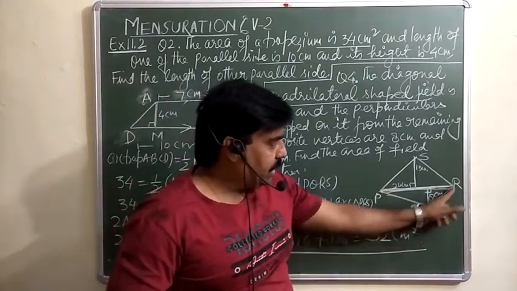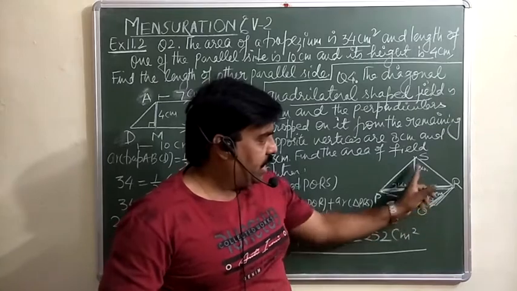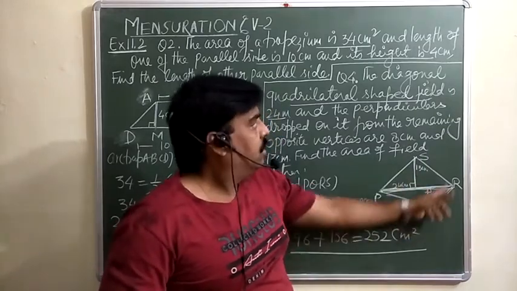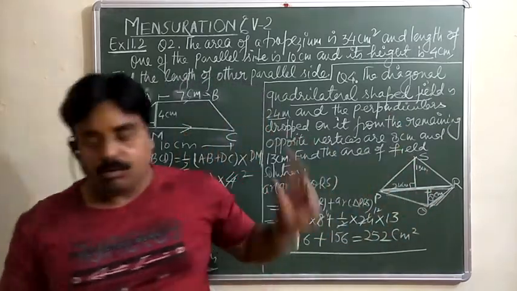What we have to do is just add the area of this triangle and the area of this triangle, you will get the area of this quadrilateral field. Have a look.